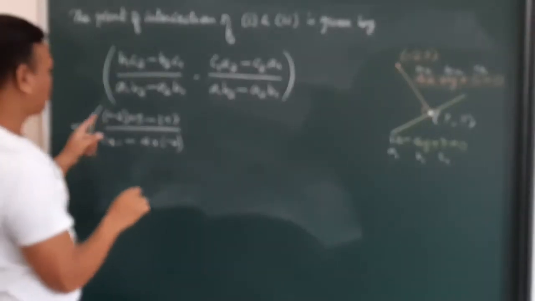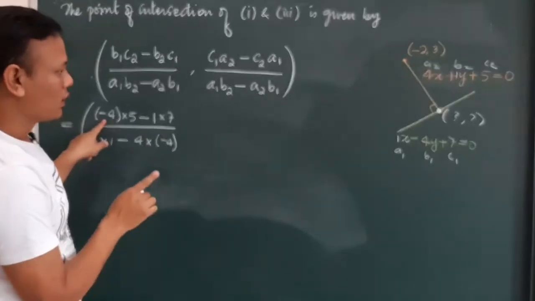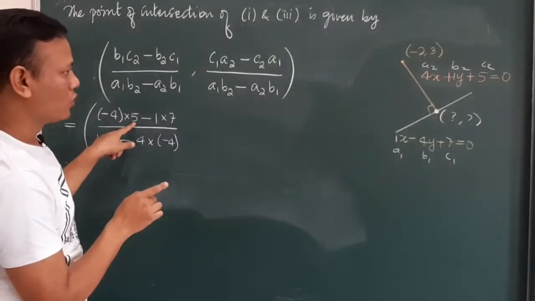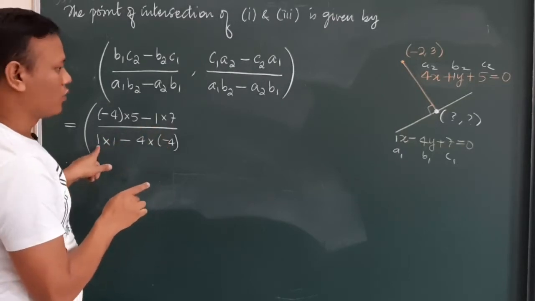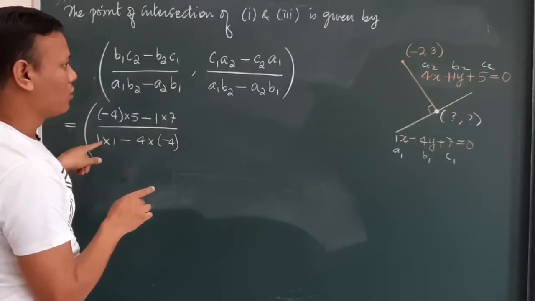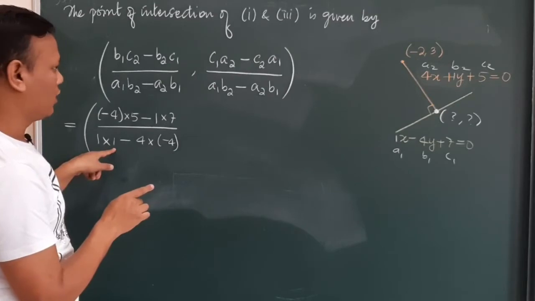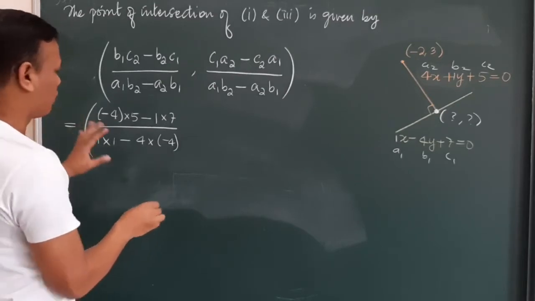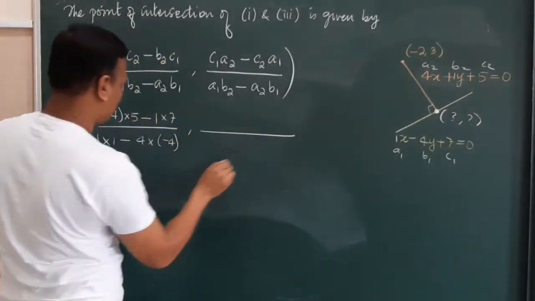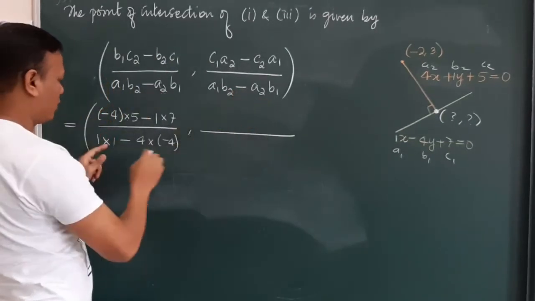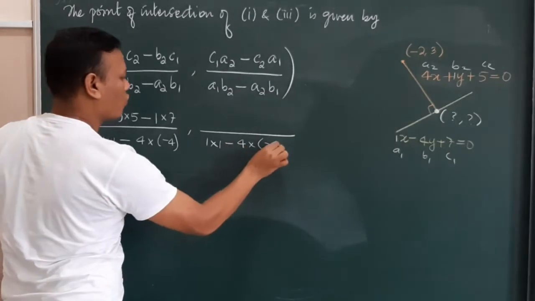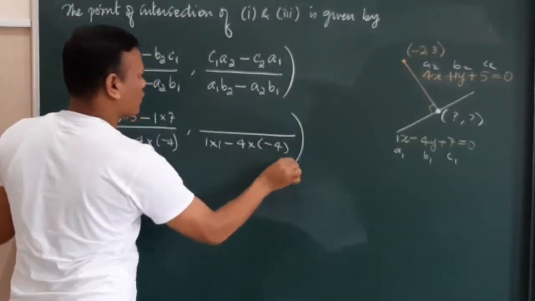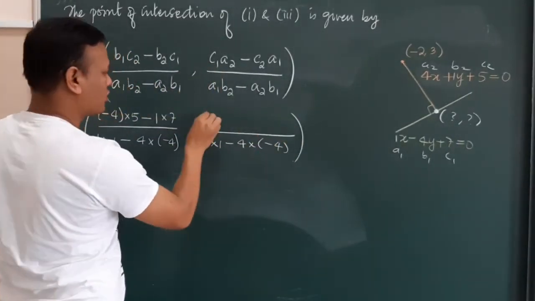Okay, so let me check once again. So we have B1, C2, B2, C1. So A1, B2, A2, B1. Okay, fine. Here, since the denominators are the same, I'll write down this part first. So we have 4 into -4. Okay, so it is C1. C1 is how much? C1 is 7.